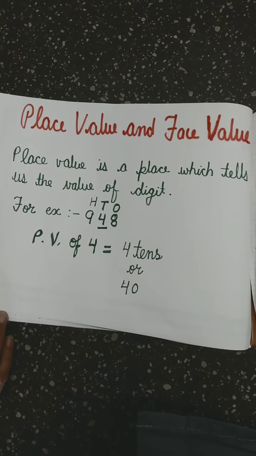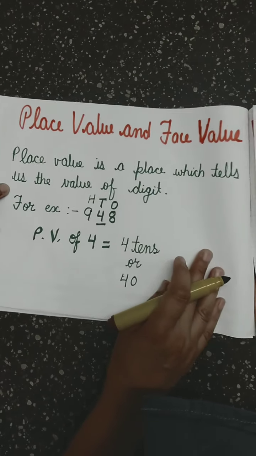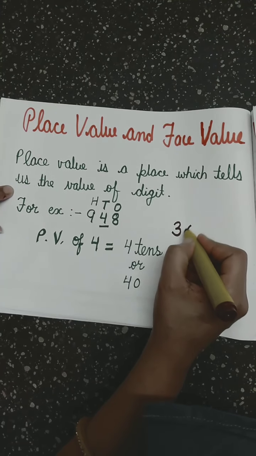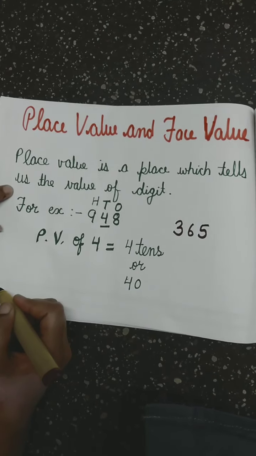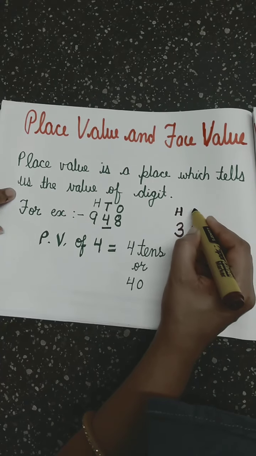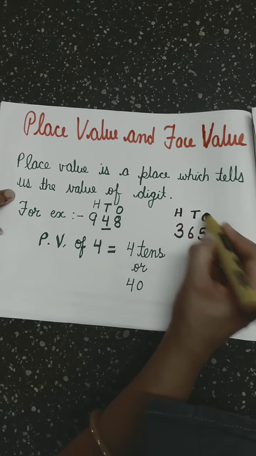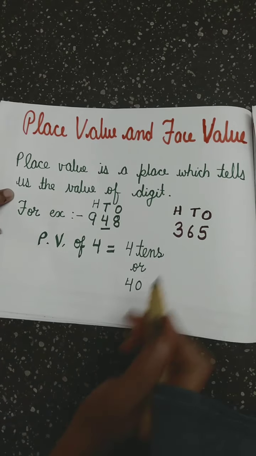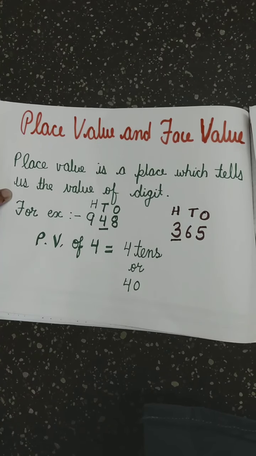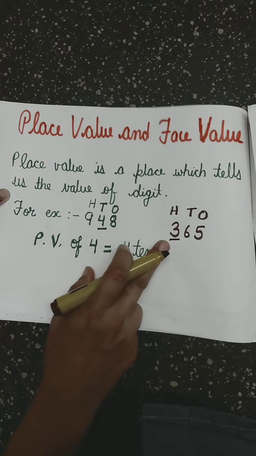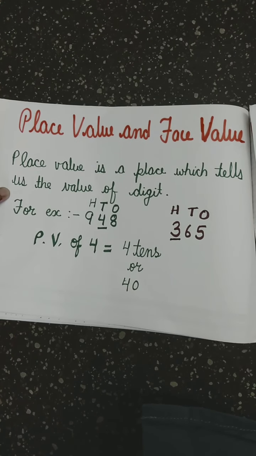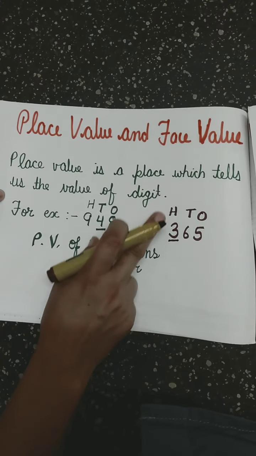Now let's take one more example to understand it in a better way. So here we are taking the number 365. This is also our 3-digit number. So 3 is under hundreds, 6 is under tens, and 5 is under ones. And in this 3 is underlined. It means we have to find out the place value of digit 3. So we will see where 3 is standing. 3 is standing under hundreds.